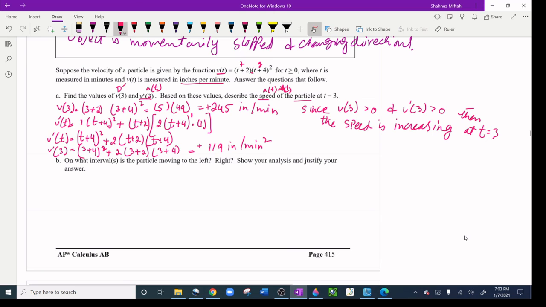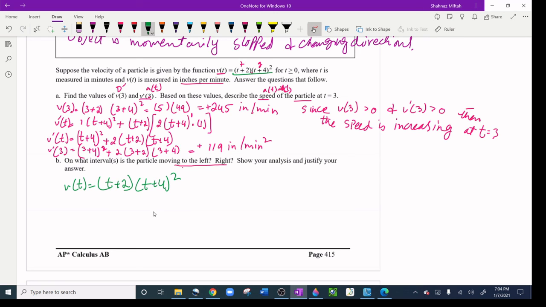Okay, next one, part B: on what intervals is the particle moving to the left? Show your analysis and justify your answer. Left, right: I already told you, if I make a sign chart, positive will tell me I'm going right, negative will tell me I'm going left. So in direction, the velocity is always the one giving me direction. Since the velocity function is already given, v of t equals t plus 2, then I have a t plus 4 whole squared.